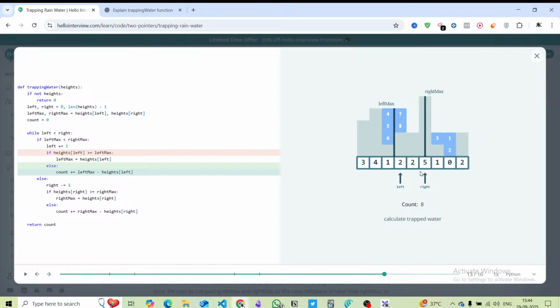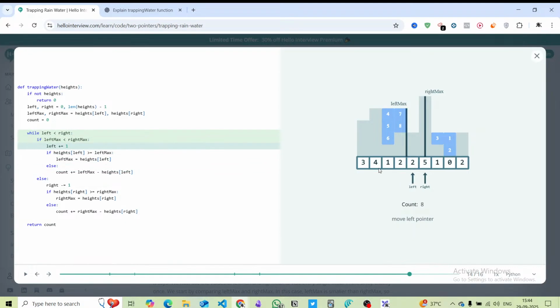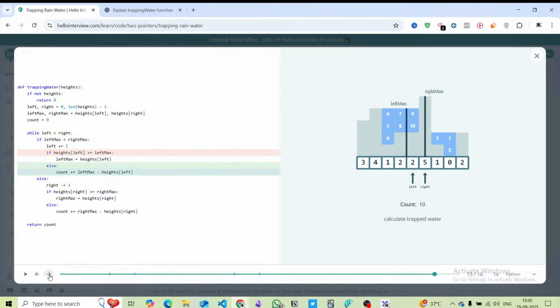And then 2 is less than 5. So move the left pointer, and then the left max is 4. 4 minus 2 is 2. So 8 plus 2 is 10. Okay. And then yeah, that's it.